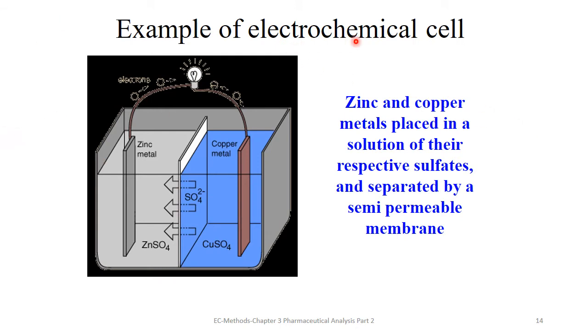An example of electrochemical cells involves zinc and copper. Metal plates are placed in a solution of their respective sulfates, like copper sulfate and zinc sulfate, separated by a semi-permeable membrane, and when the electrons transfer from one part to the other, there is a flow of energy.